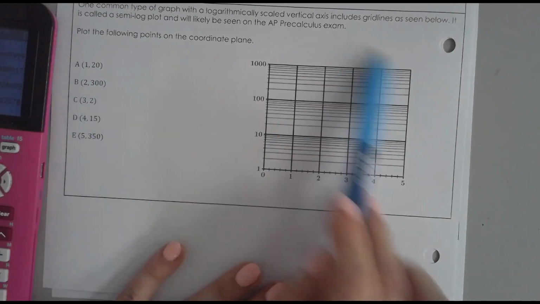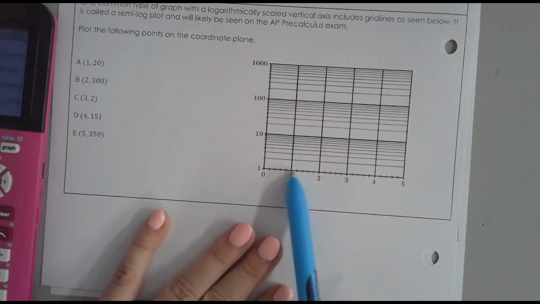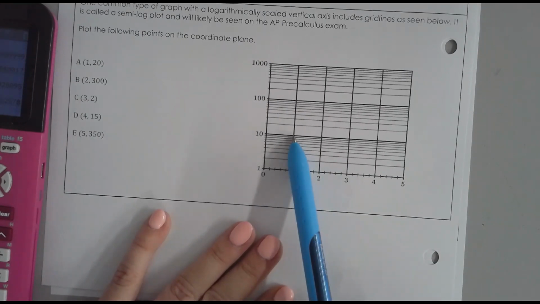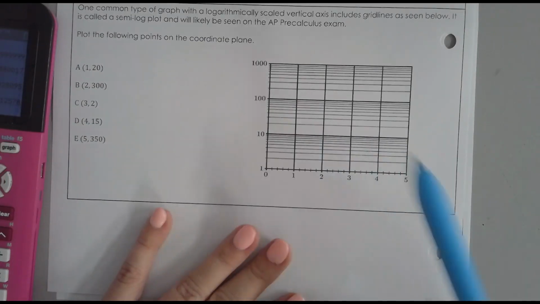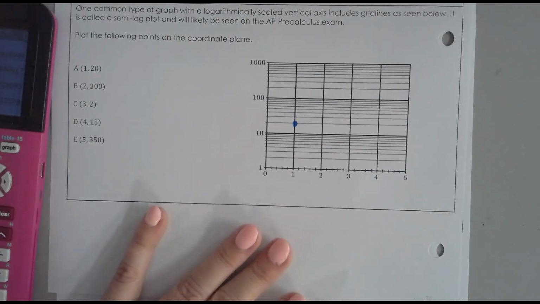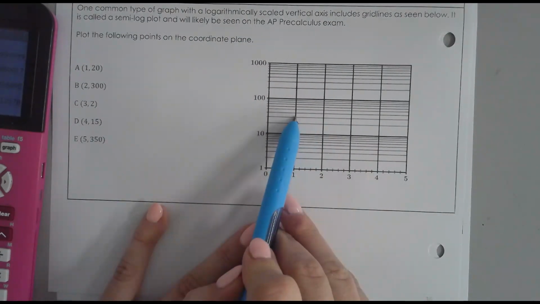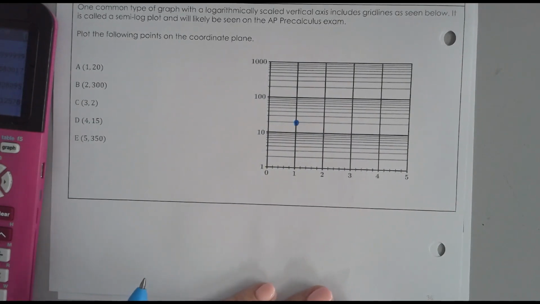So if we're going to graph the point 1, 20 on this, we would go to 1. This first bold line here is 10. The next line up from that would be 20 because you're counting by tens. So it would be right there. So this would be like 10, 20, 30, 40, and they get closer together. So that's A.